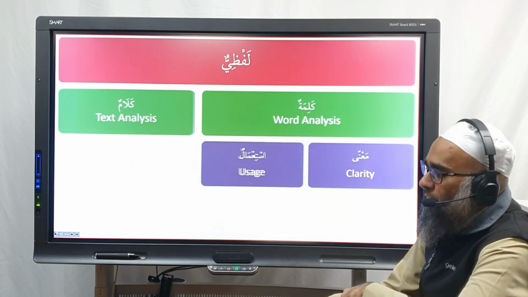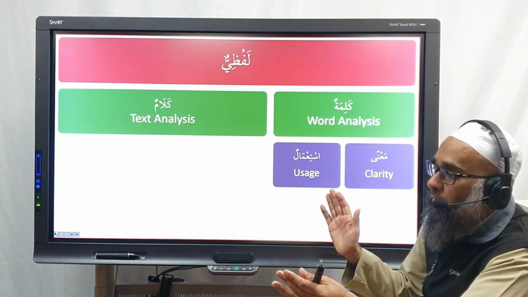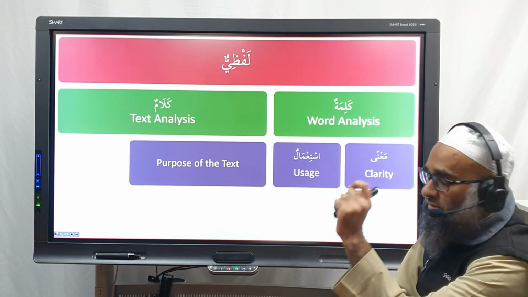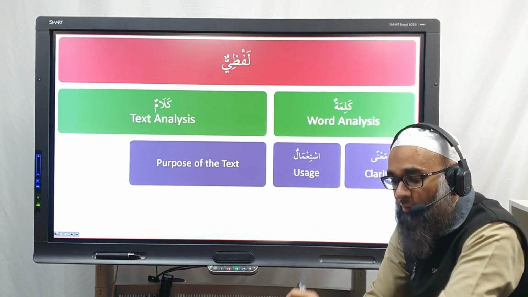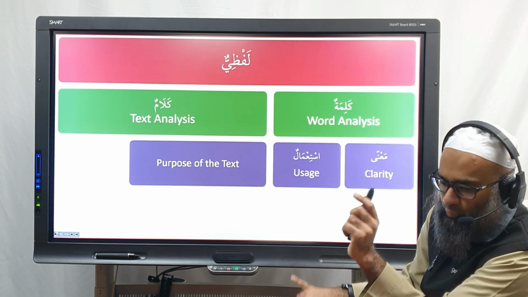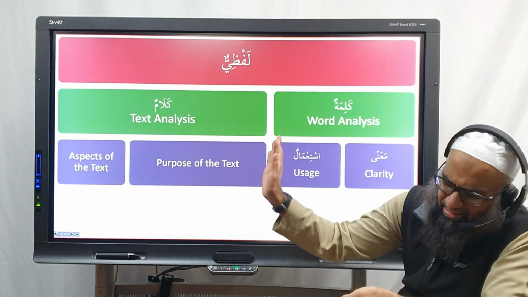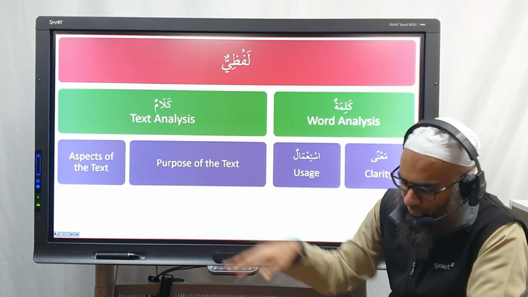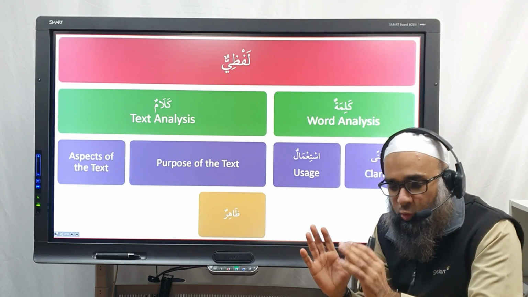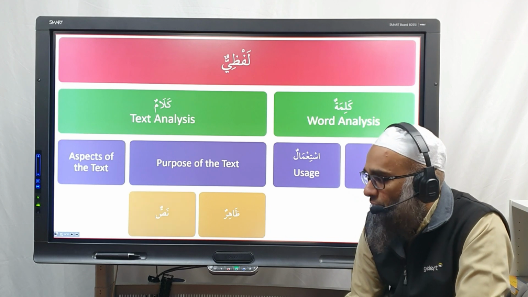Okay. Now the next thing we're going to go through is text analysis. How do we analyze the text collectively as a whole? So now we can look at it here, the purpose of the text. The first discussion we're having here is the purpose of the text. Why has this text been brought? Let's understand this. To discuss this, we need to know two terms. The other aspect, the aspects of the text, will come later on, inshallah. When we're dealing with the purpose of the text, we have two words. We have the word ظاهر and we have the word nas.